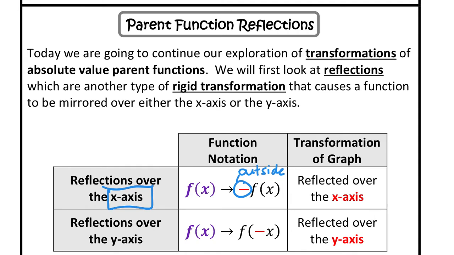If we have a reflection, let me pick a different color, just change the color here so we know that there's a difference. If we have a reflection over the y-axis, then the negative is going to be located inside.